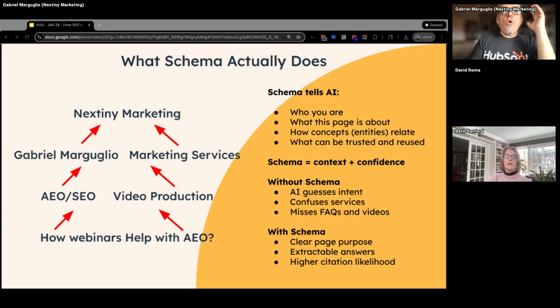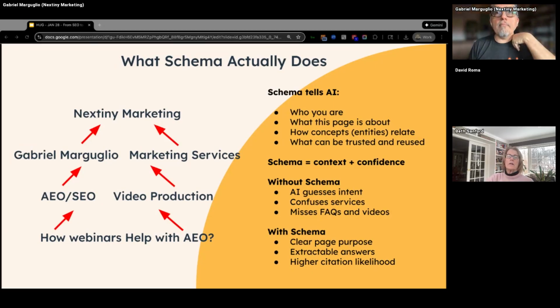So, are webinars good for AEO, or anything like that. At the end of the day, schema tells AI who you are, what this page is about, how concepts and entities relate to each other, and what can be trusted and reused. Because at the end of the day, they need to understand the context and have confidence that this is important for the answer. So without schema, AI will guess and forget it.